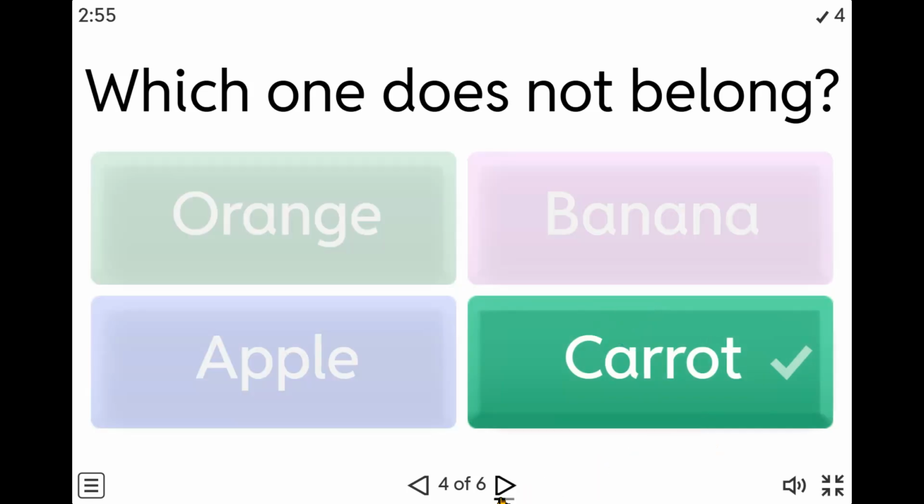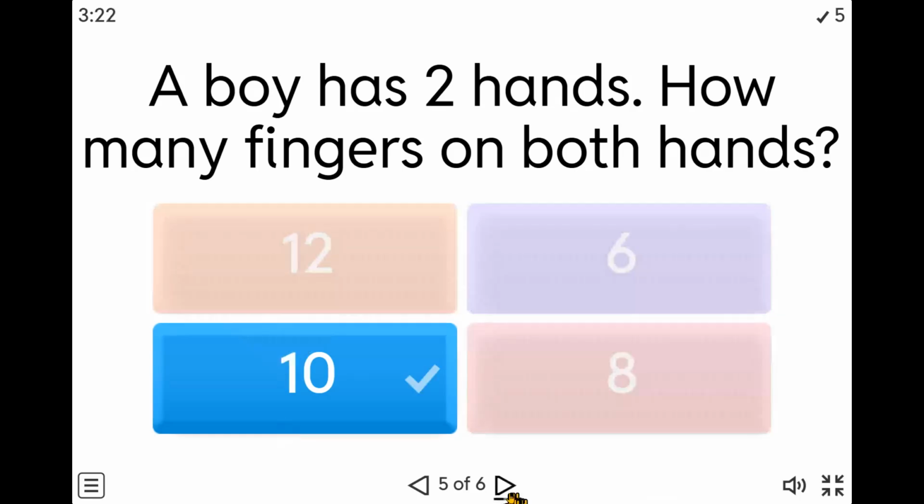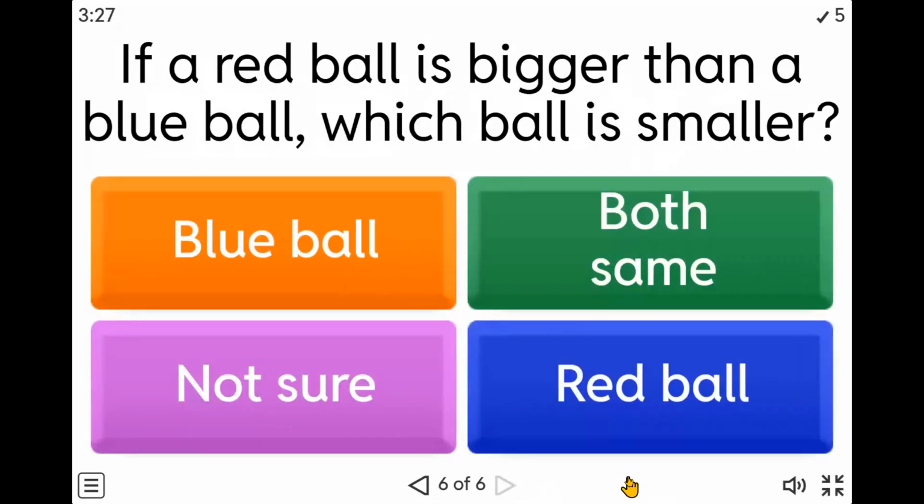Now, let's go for our next question. Yes, a boy has 2 hands. How many fingers on both hands? 12, 6, 10, 8. One hand has 5. So 2 hands have 10. Last question. Yes. We have a red ball and that ball is bigger.